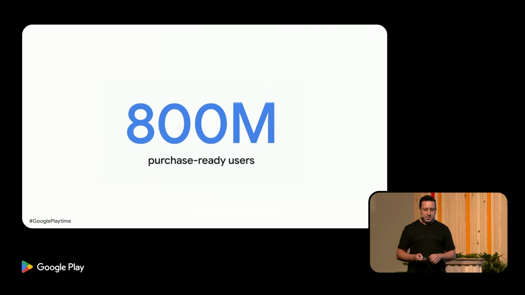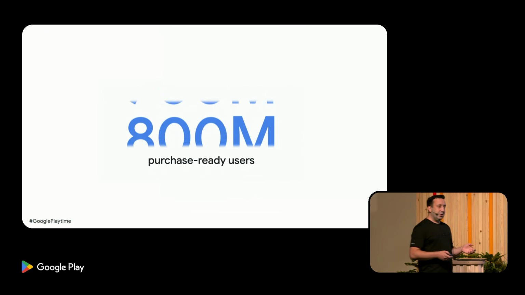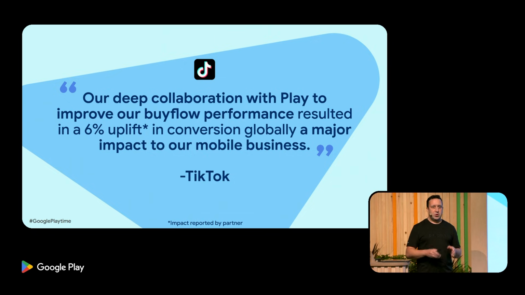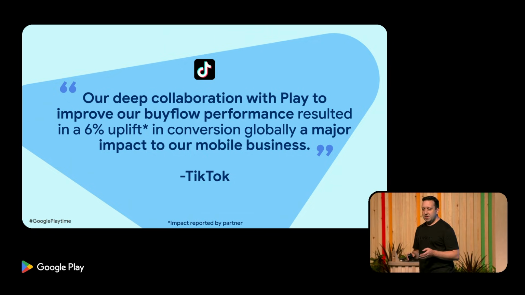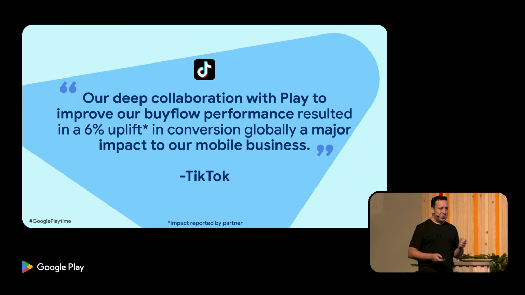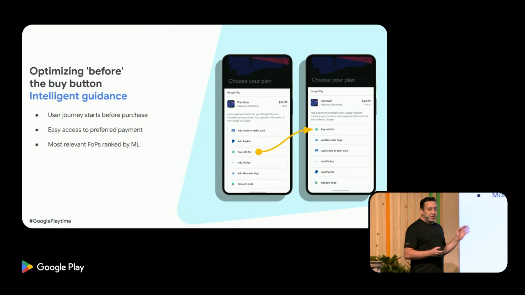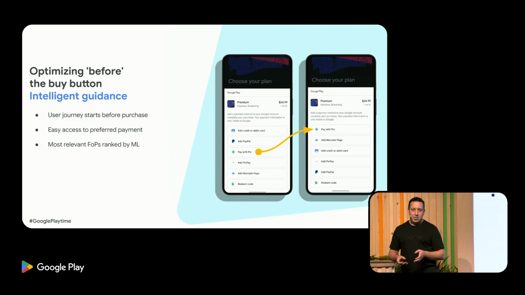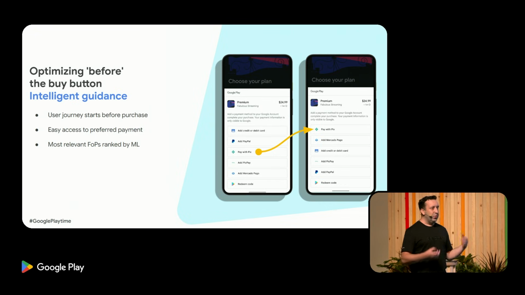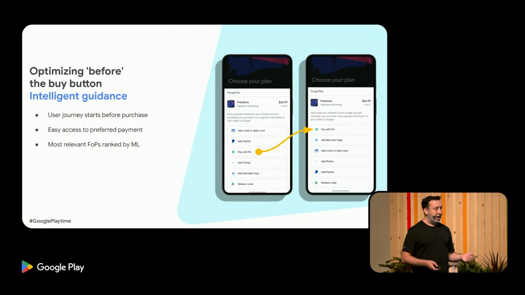Now, how did we do this? Well, we partnered with developers like you and some big players in the market like TikTok. And we went deep into our buy flows to ensure that we removed all the friction points we possibly could and took advantage of different opportunities to get users connected with those forms of payment. One example is our intelligent guidance. We used our ML models to decide which kind of forms of payment would be most relevant to which users, moving those FOPs up into the buy flow so that they were easily discovered and new FOPs could be added simply.